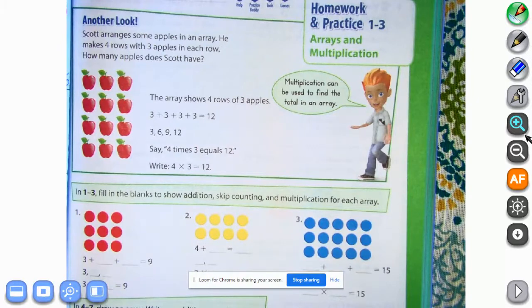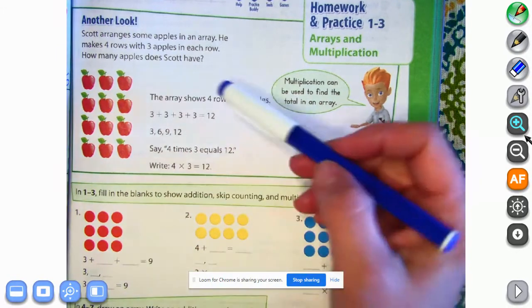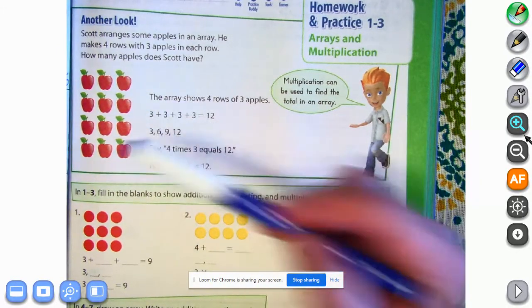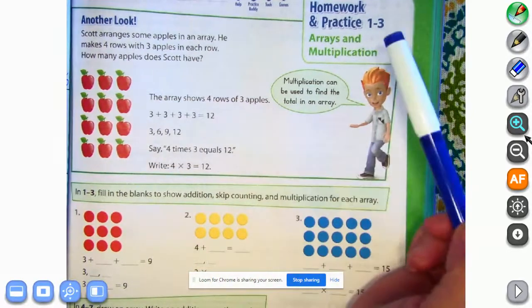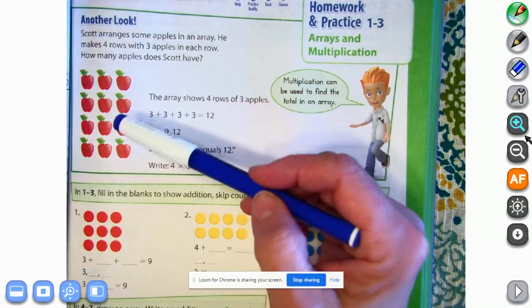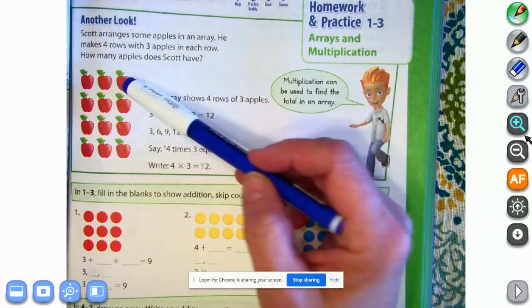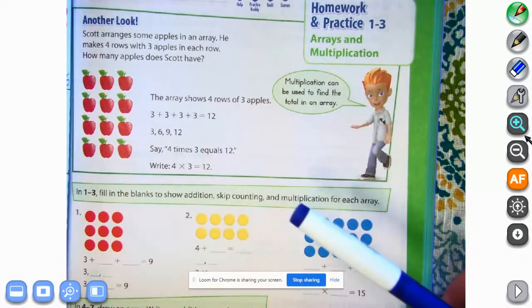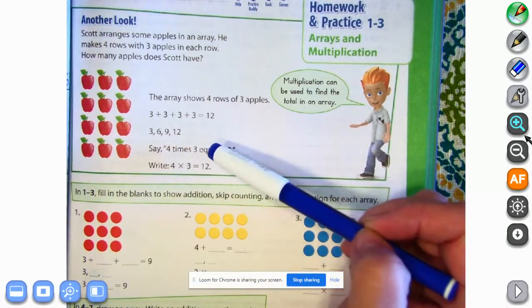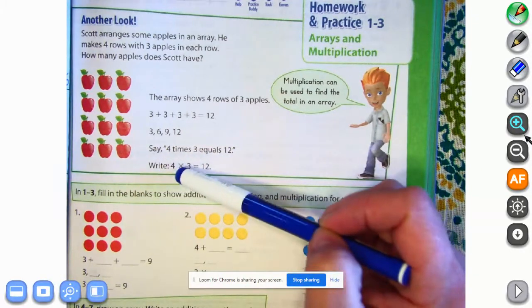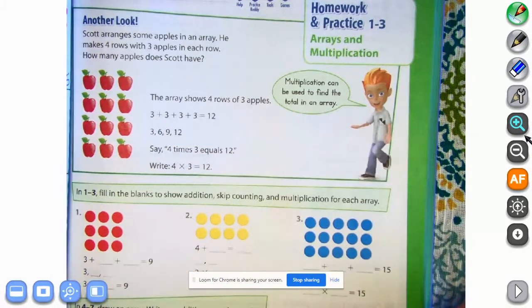So if you look at the top, it says Scott. Hey, Scott, look, your name's in there. Scott arranged some apples in an array. He makes 4 rows with 3 apples in each row. How many apples does Scott have? So the array shows 4 rows with 3 apples in each row. So 3 plus 3 plus 3 plus 3, or 3, 6, 9, 12. So he says 4 times 3 equals 12. You write 4 groups of 3 equals 12.